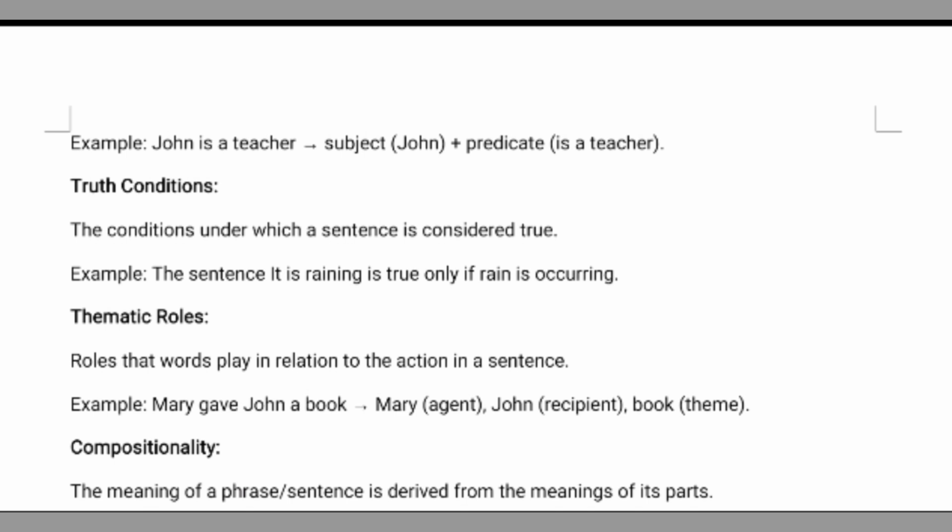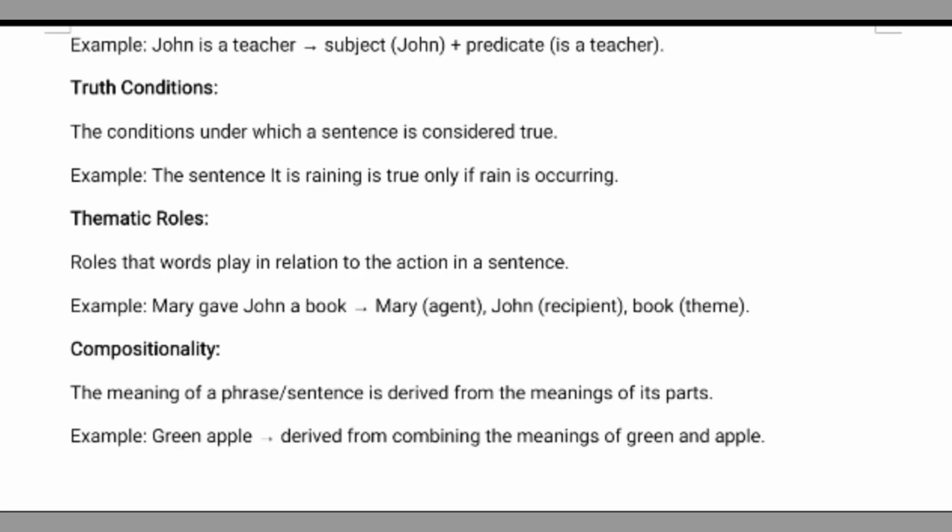Truth conditions: the conditions under which a sentence is considered true. Example, the sentence "it is raining" is true only if it rains. If the action is actually happening, the sentence is true. Otherwise, you are just making a general sentence, and we cannot say it is true. This is called a truth condition.